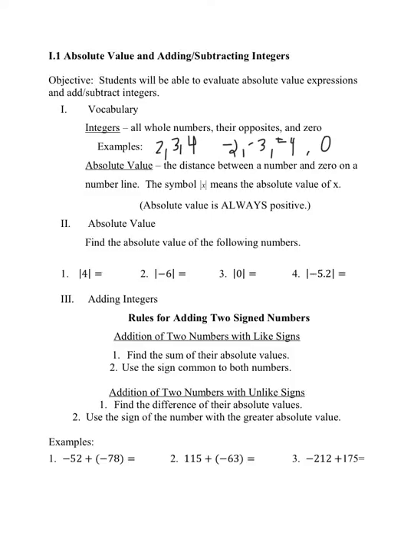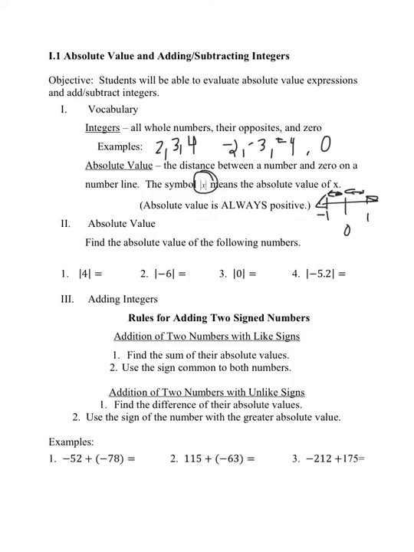Absolute value talks about the distance between a number and 0 on a number line. When you see this symbol, it means this is the absolute value of x, and it's always positive. So if you think about 0 here on your number line, and we want to talk about the absolute value of 1, well, 1 is one place away from 0. We want to talk about the absolute value of -1. -1 is one place away from 0 on your number line. So that absolute value is always going to be positive.